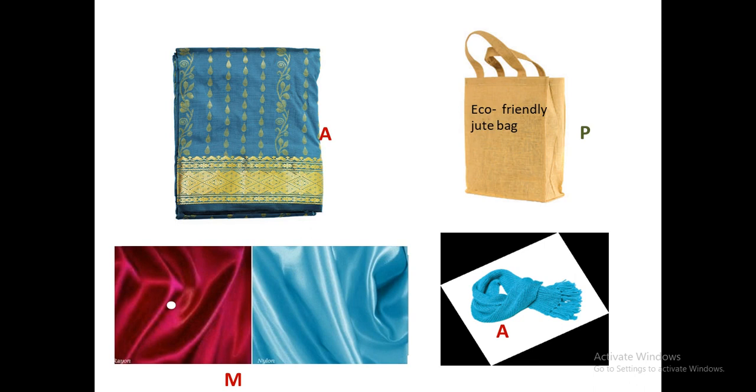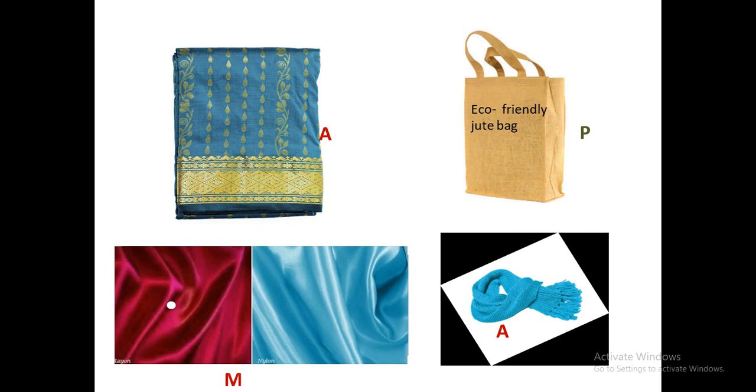Now, here are some articles. One is a silk sari, then another one is a jute bag, then another one is a woolen scarf, and the last one is a bit of cloth, which is a synthetic material. Now, tell me if you are able to identify which of these are animal products, which is the plant product, and which is the man-made product. This activity is there in your e-book, children. So you can go through that also. For your reference, I'm giving it to you here.